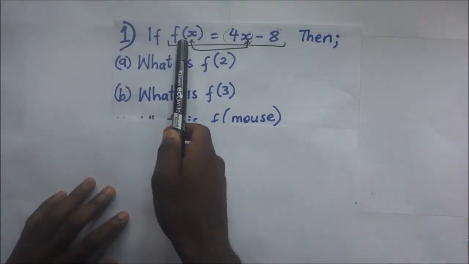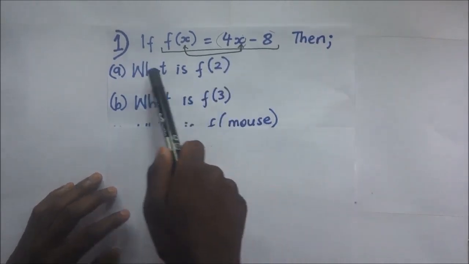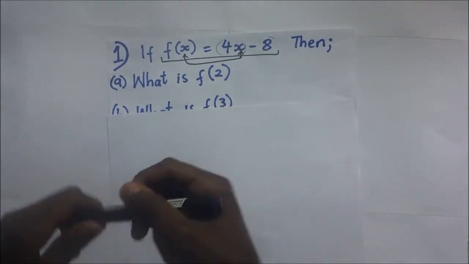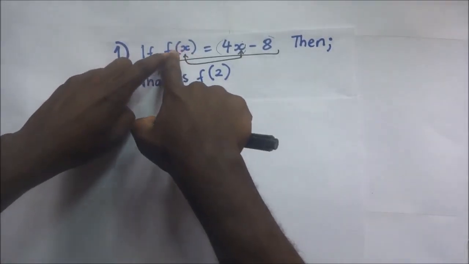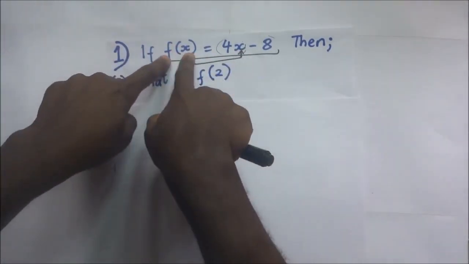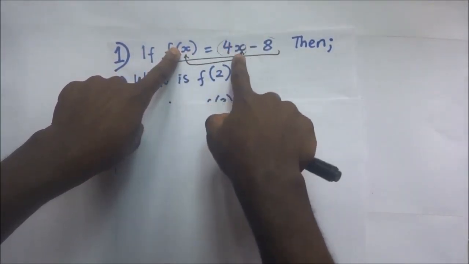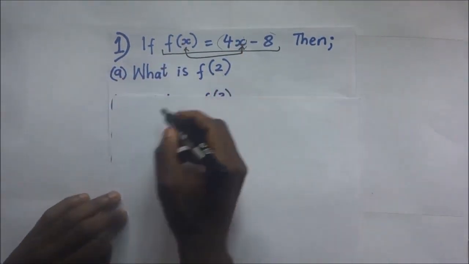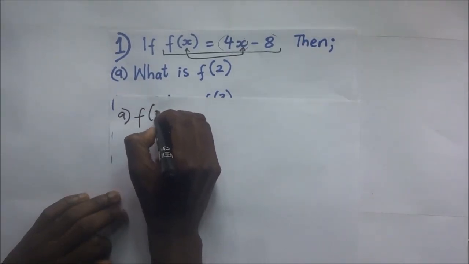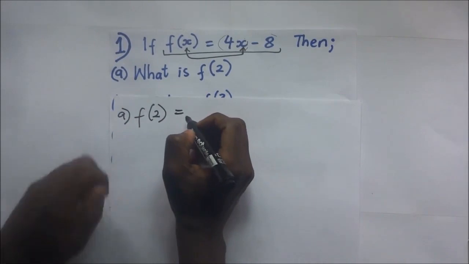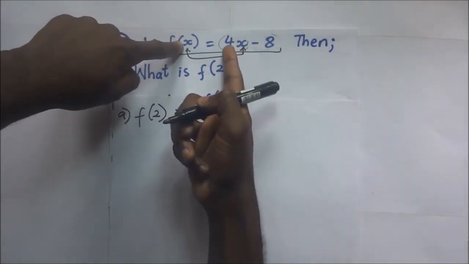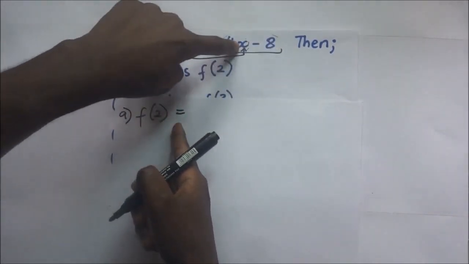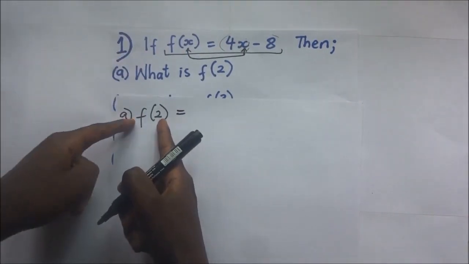Number 1 is telling us that if f of x is equal to 4x minus 8, then part A, what is f of 2? If you look at this function, f of x is equal to 4x minus 8, where there is x, x is in the brackets, so whatever is in the brackets is what is substituted into the function. Part A is asking for the function where the value of x is 2. So in the place of x we have 2, which means that wherever there is x in this function we are going to put 2, and then we'll be able to get the answer to this expression.